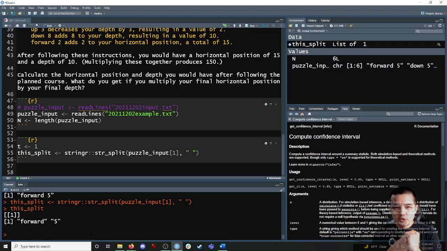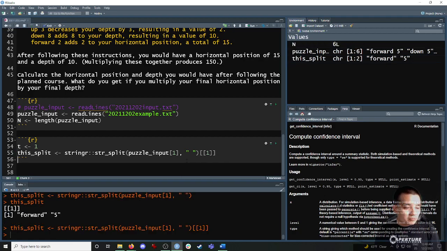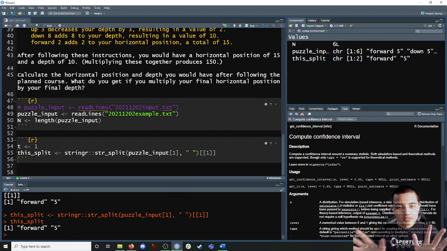Long story short, this structure at the moment is called a list of lists. It is useful for more complicated situations, but because we're only looking at one line of text, it's not helpful now. To focus just on this part, forward and 5, we're going to grab the first element of the list of lists, and that's done with these 2 square brackets around the number 1. So now, this time around, when I call this split, I have the forward and 5 without any additional adornments that might get in the way.